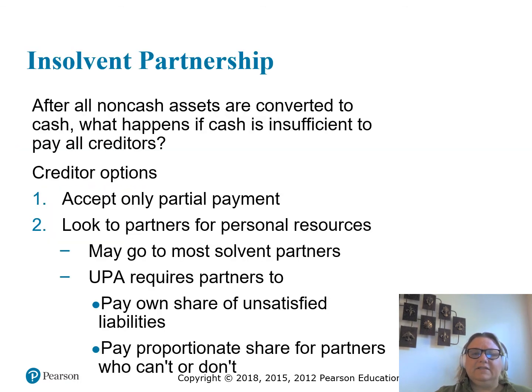All right, let's look at an insolvent partnership. After all the non-cash assets are converted to cash, what happens if there's not enough money to pay the creditors? You can ask creditors to accept only partial payment, or partners may have to go to their personal resources. They also could go to solvent partners. The Uniform Partnership Act requires partners to pay their own share of unsatisfied liabilities and pay the proportionate share for the partners who don't.